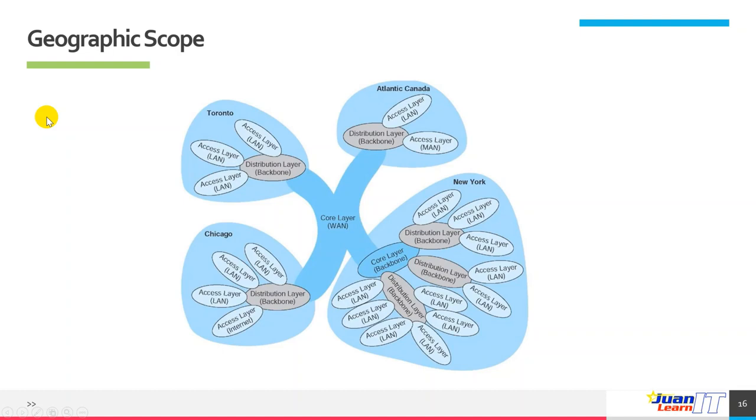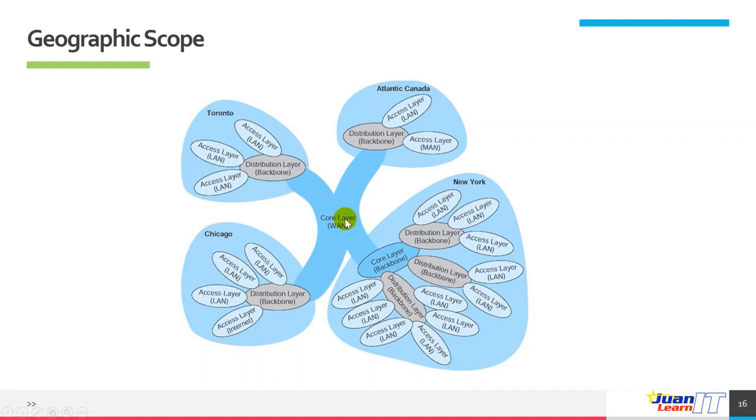So for instance, referring to this diagram here, we have four different branches for the organization: one in Toronto, Chicago, New York, and Atlantic Canada. This diagram shows the initial drawing of a network design for an organization with offices in these four areas connected to the core network, which is a wide area network provided and controlled by the ISP, or the internet service provider.